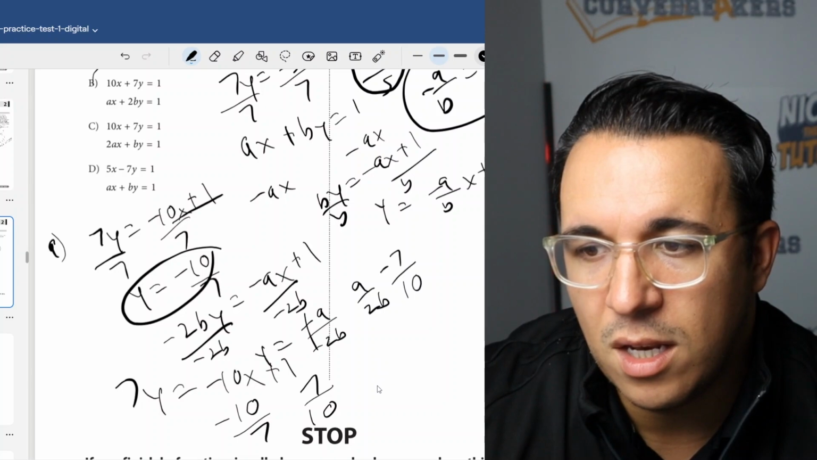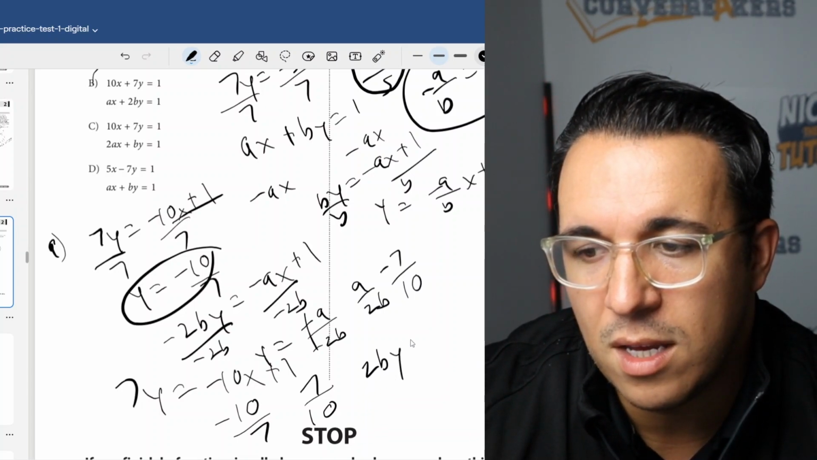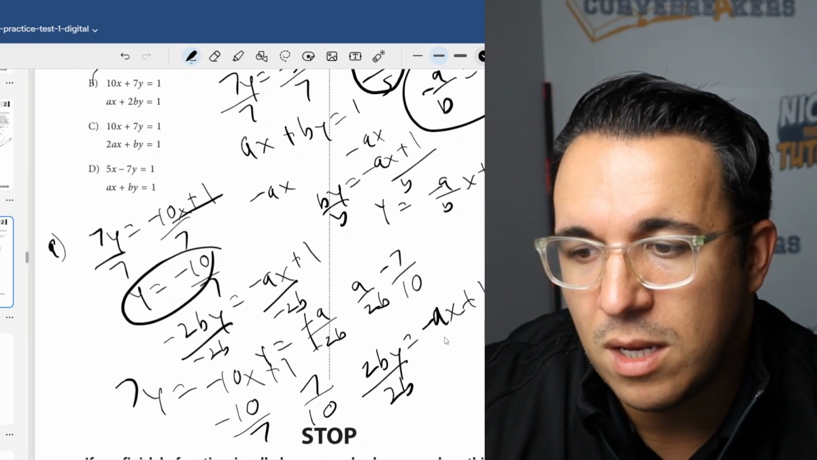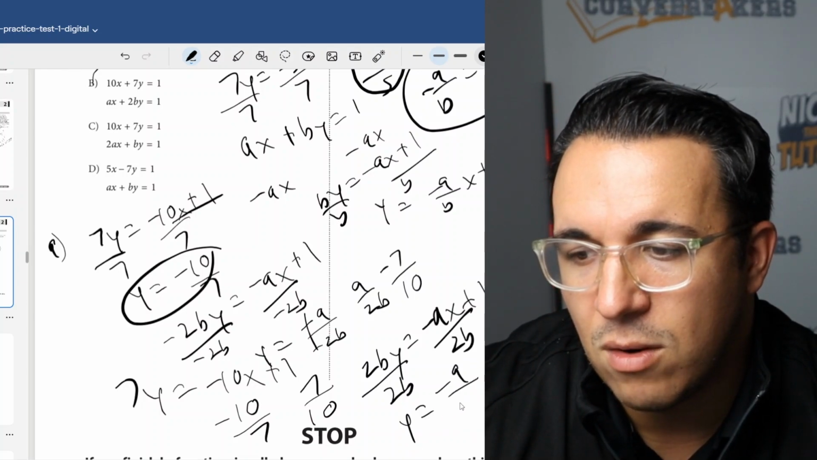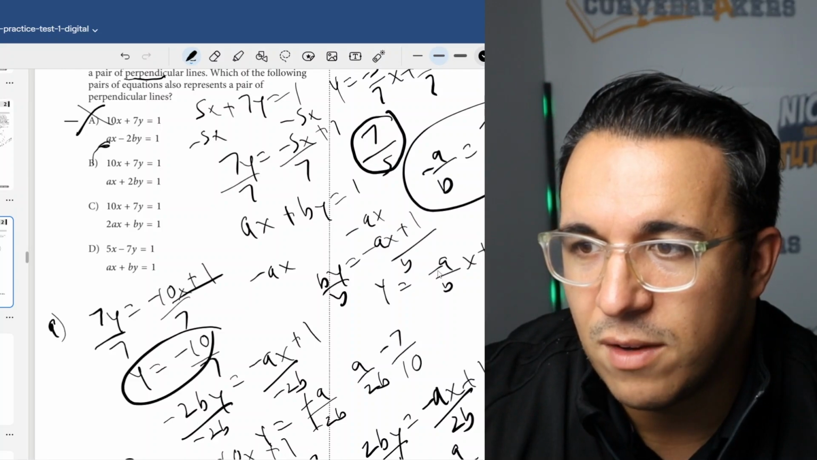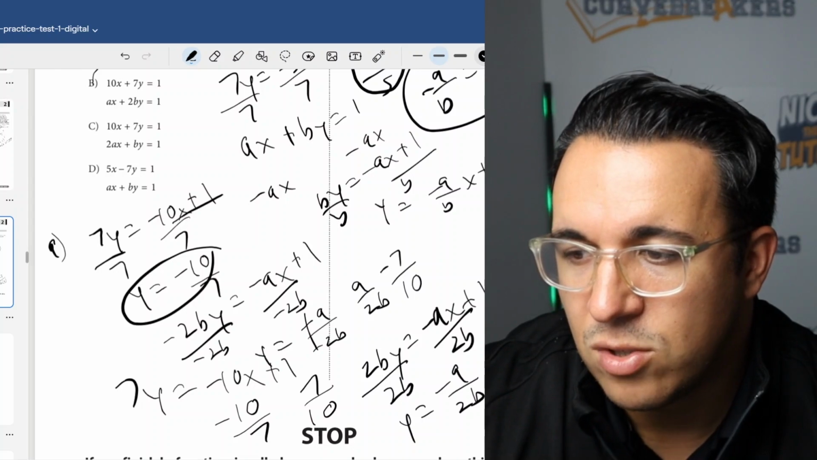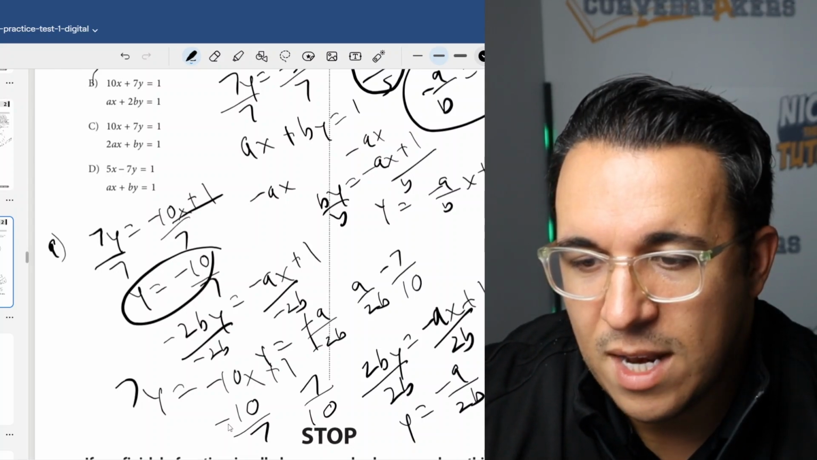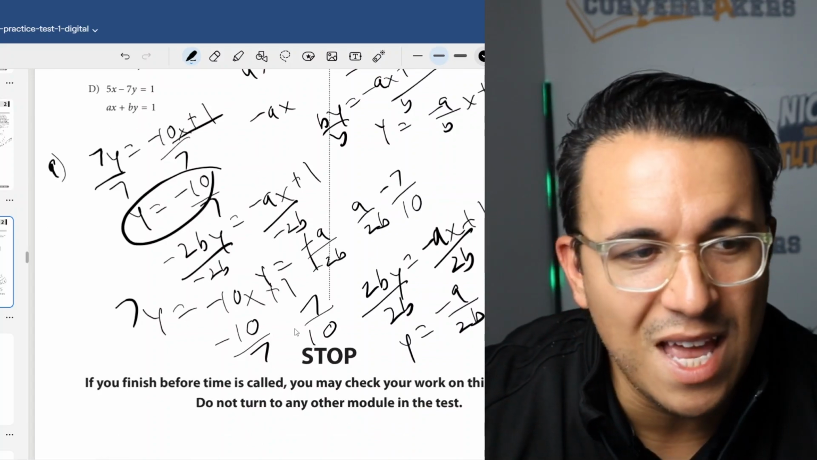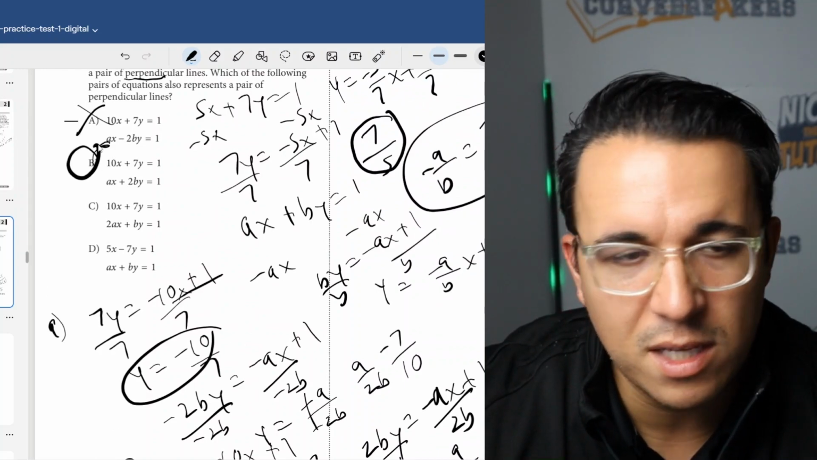So we're going to plug in a and b. So we're going to have, once again, 2by equals negative ax plus 1. Divided by 2b, we get y equals negative a over 2b. Now we can plug in, what do we have for a and b? Negative 7 and 5, so it's going to be negative negative 7 over 2 times 5. So we got 7 over 10. So we had negative 10 over 7 as the slope before, and now we have 7 over 10. That is the negative reciprocal. So I'm going to go with choice B as my answer.